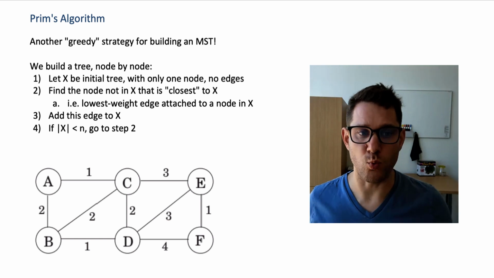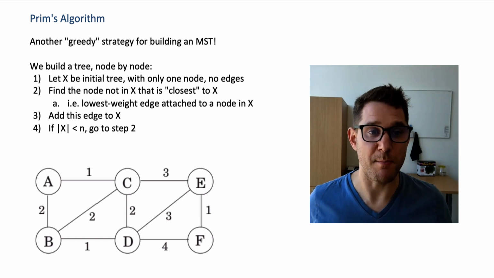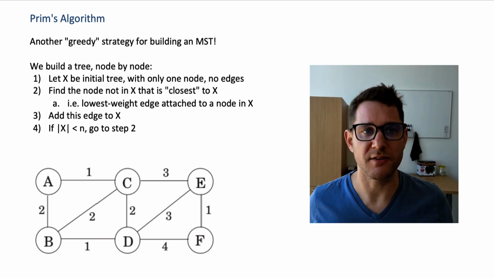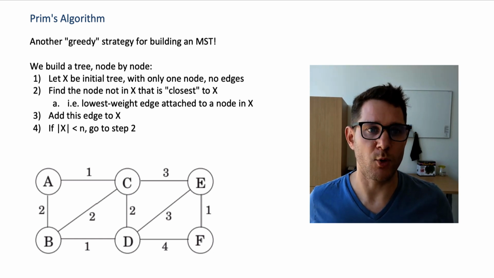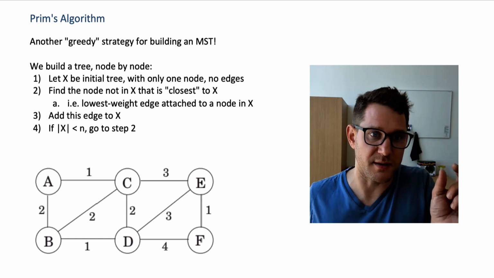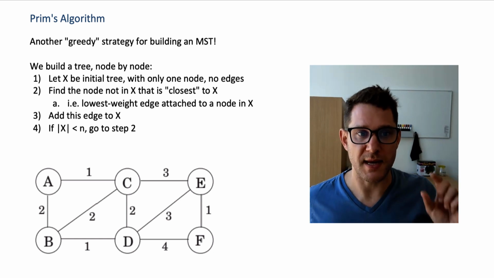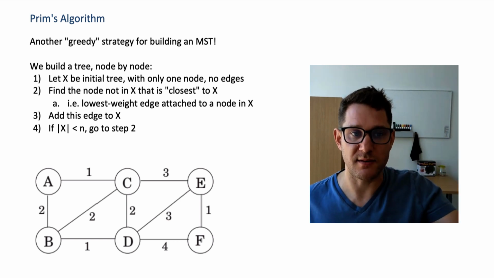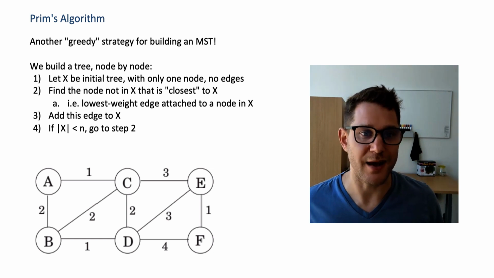So we're going to look at just one more algorithm for finding a minimum spanning tree. It's another greedy-like strategy, and it's called Prim's algorithm. What Prim's does is it builds a tree node by node. It starts with basically a tree that only has one node in it, and it keeps adding one extra node and one extra edge on every iteration of this algorithm.